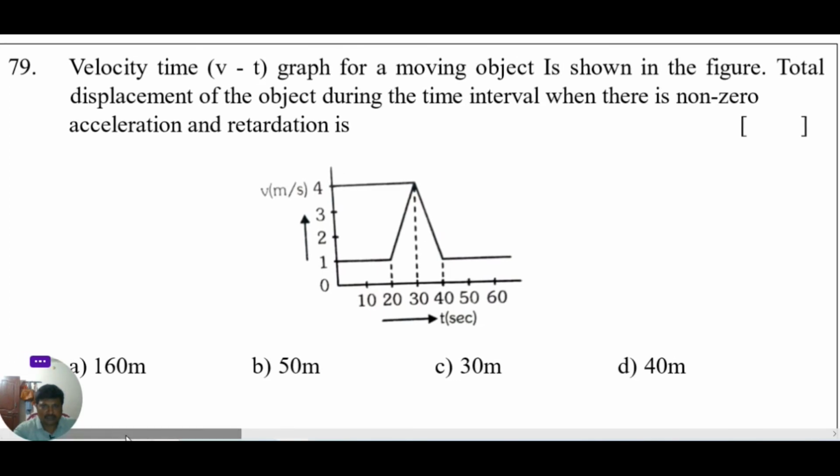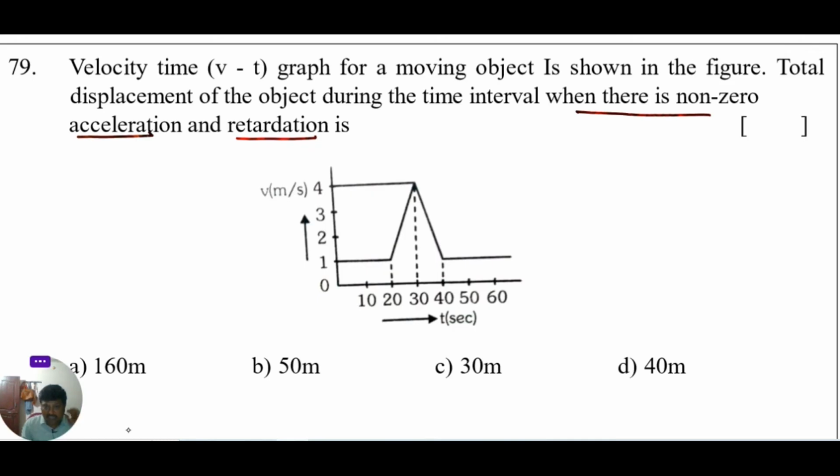Here, 79th question. Velocity time graph. The velocity time graph for a moving object is shown in the figure. What is the total displacement of the body during the time interval when there is non-zero acceleration and retardation?